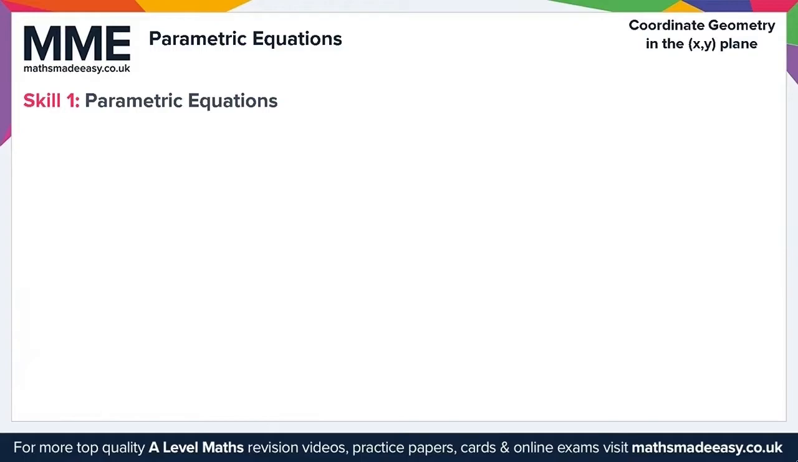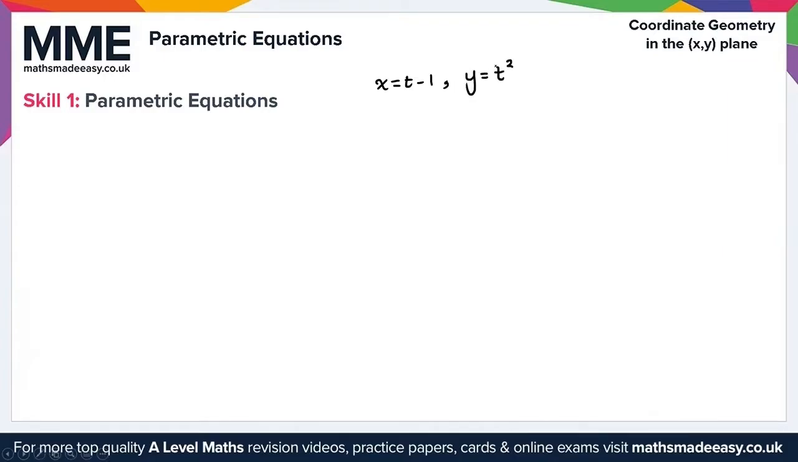To start with, let's take a look at skill 1 on parametric equations. You need to understand what parametric equations mean and how to plot graphs from them. So for example, if we're asked to sketch the graph of x equals t minus 1 and y equals t squared, how would we do this?